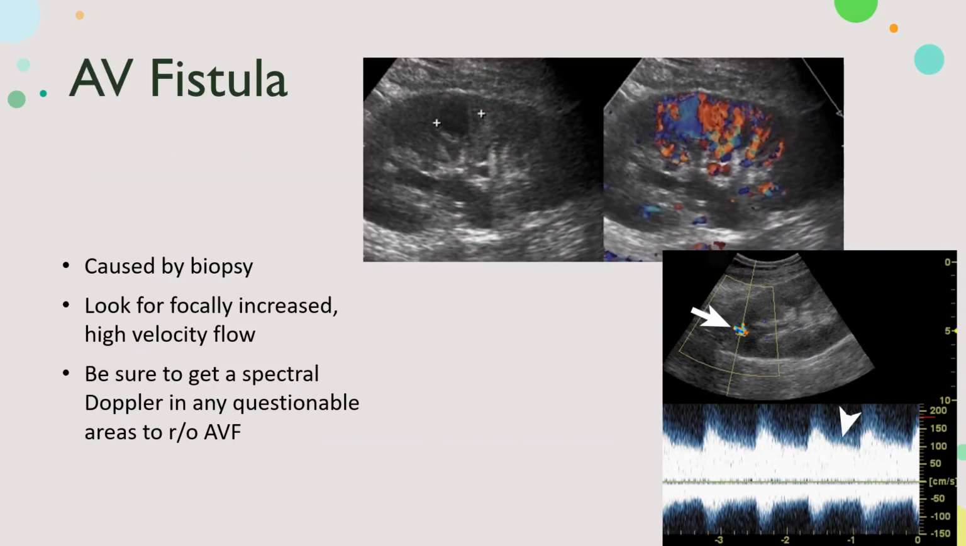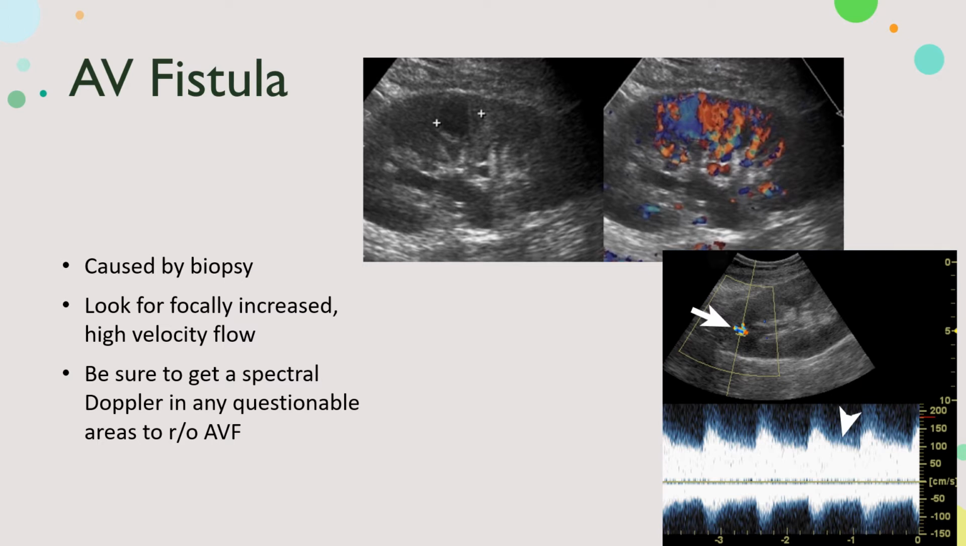I just want to touch briefly on AV fistulas. If these are large enough, you can see them on grayscale. They'll look like a cyst, which would be abnormal in a transplant kidney. But when you put color on, they're going to fill in. And so in that top image, you can see this hypoechoic, anechoic area is completely filling in with color. And then when you put a Doppler tracing in that, it's going to be very high velocity flow, and it's going to be very low resistant because there's no resistance within the venous bed. And so it's going to be very low resistant but high velocity flow.